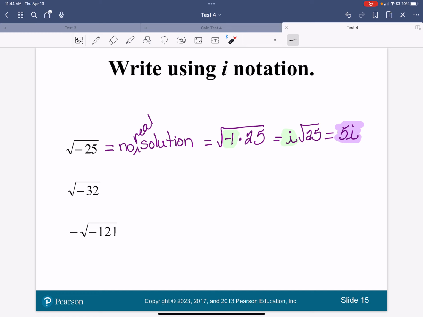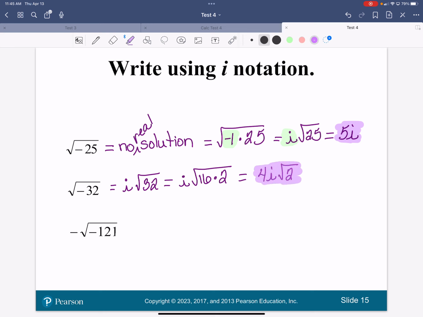So that's what I'm going to do here. I'm going to pull that negative out, and when I pull out the square root of -1, I'm left with i times the square root of 32. So deal with the i first. Now, can I break 32 down? Good. So then I'm going to have i times the square root of 16 times 2. What's the square root of 16? 4. I've already got my i on the outside, so I have 4i times the square root of 2. So deal with your i first.